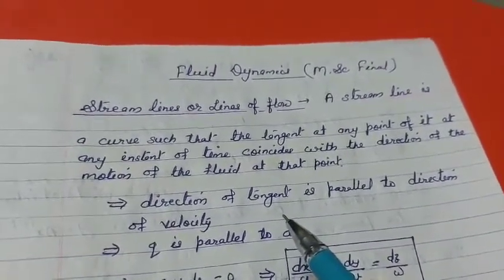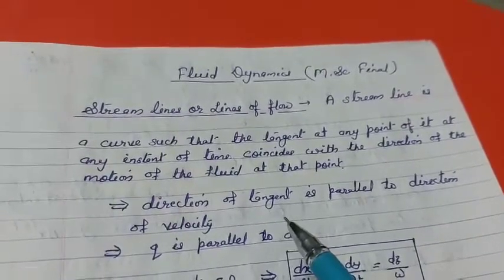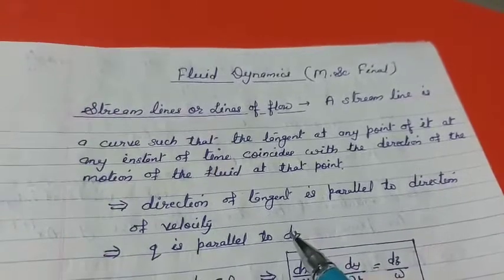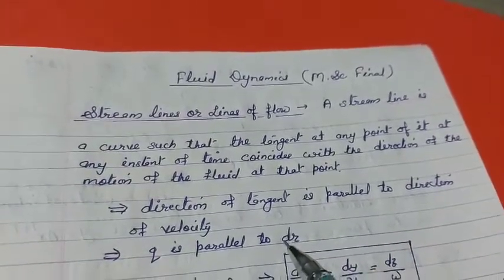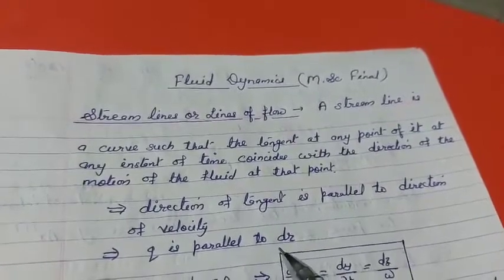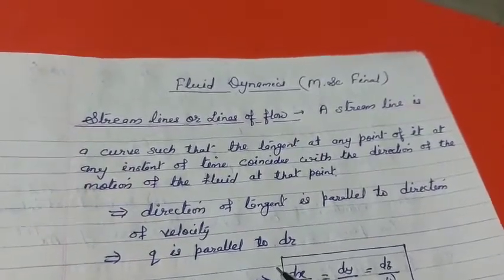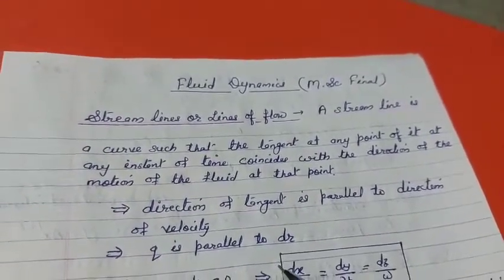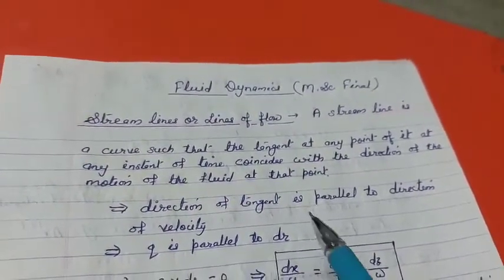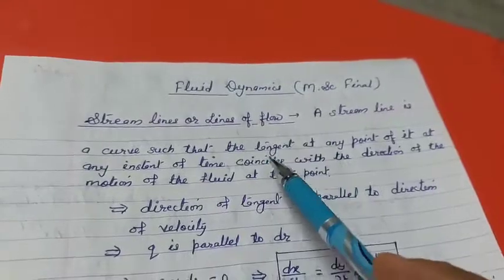In the previous lecture, we have studied about different kinds of fluids and fluid motion. There are two methods for the study of fluid motion. First is Lagrange's method and the other is Euler's method. Today we start with streamlines or lines of flow.